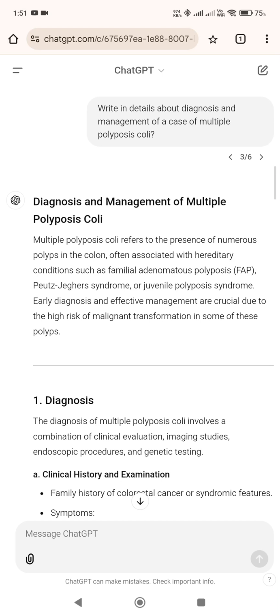Diagnosis and management of multiple polyposis coli. Multiple polyposis coli refers to the presence of numerous polyps in the colon, often associated with hereditary conditions such as familial adenomatous polyposis, FAP, Peutz-Jeghers syndrome, or juvenile polyposis syndrome. Early diagnosis and effective management are crucial due to the high risk of malignant transformation in some of these polyps.